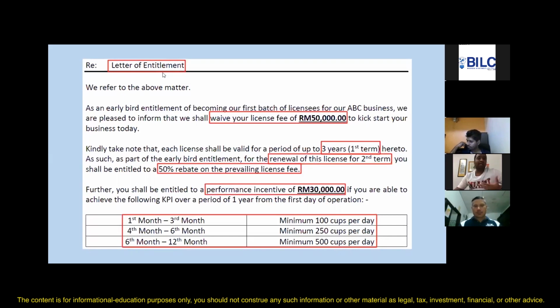So a letter of entitlement is basically a contract or an entitlement letter telling you that if you achieve ABC, you will get DEF. It's as simple as that. And this just states down the foundation as to what your commitment is in order to be entitled to certain benefits. Next slide.